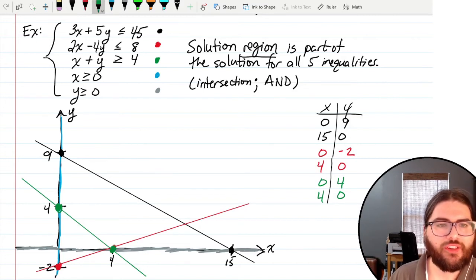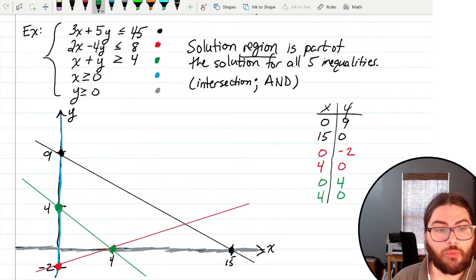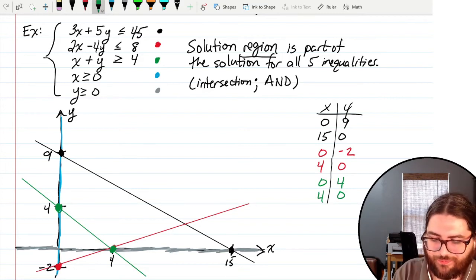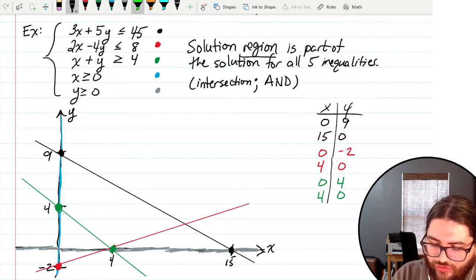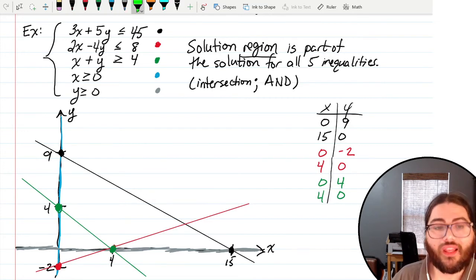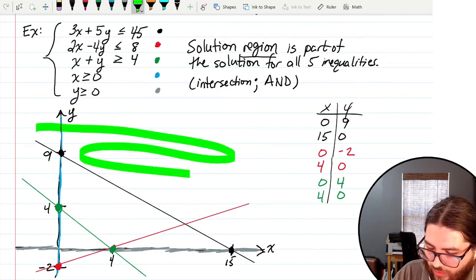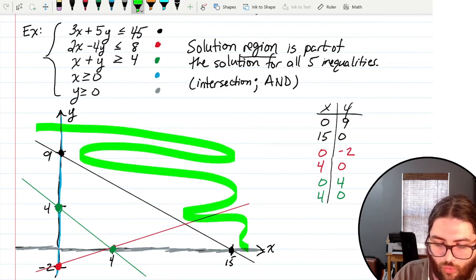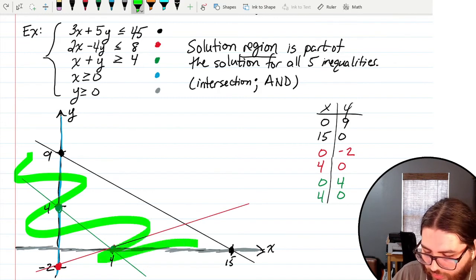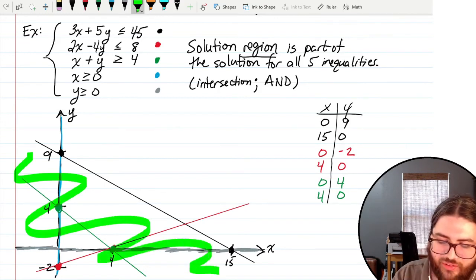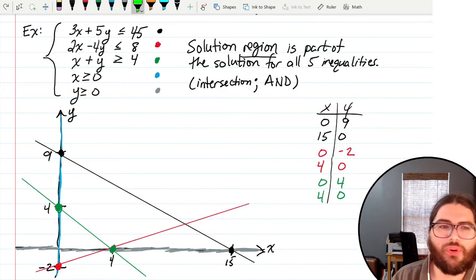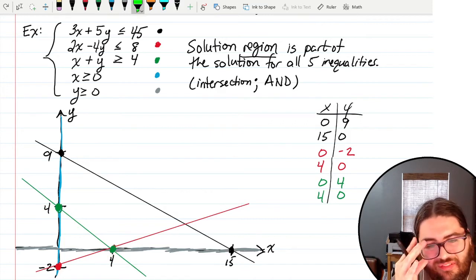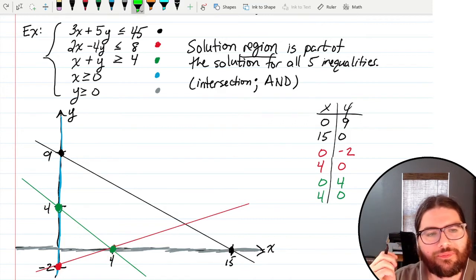I've got all 3 of my lines graphed, as well as the 2 that were the axes. Remember, so technically all 5 of my lines are graphed. Now, here's the tricky part. Remember, we're shading an entire side of the picture. So relative to the black line, everything on one side or everything on the other side is part of that solution. But the same could be said about all 5 of my inequalities.